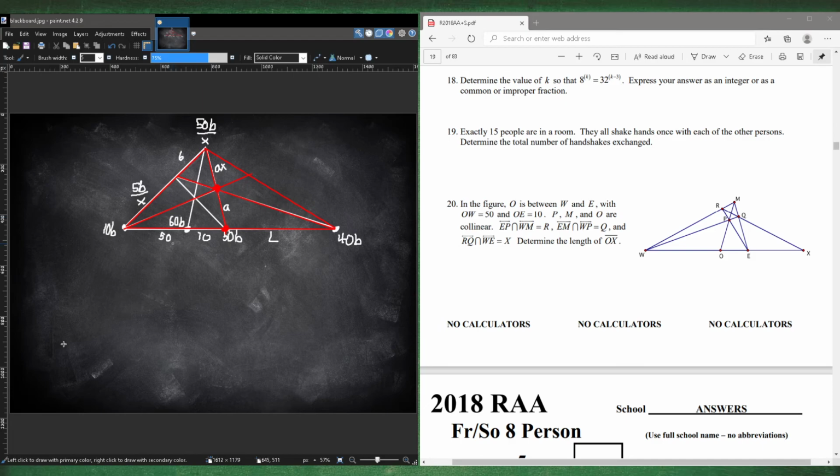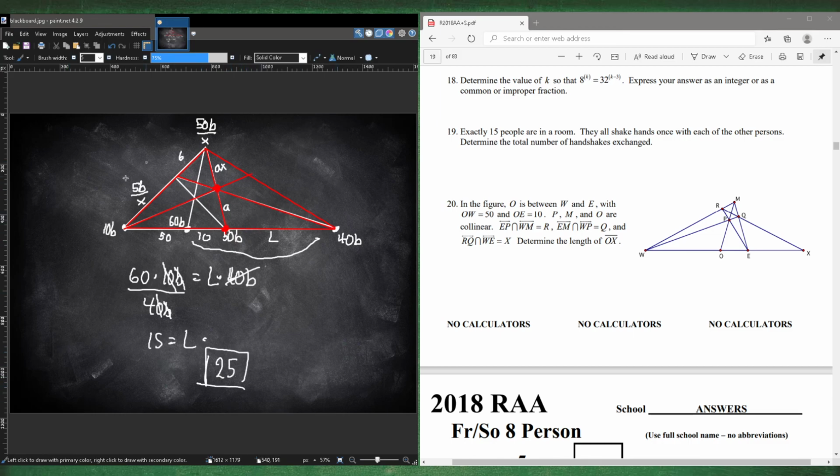And now we could do some math. So 50 plus 10 is 60. So the length times its mass, which is 10b, is equal to this length, which is L, times this mass, which is 40b. And now to get this length, just divide both sides by 40b. So that cancels this out. And divide by our 10. So 60 divided by 4 is 15, which is equal to our length. And now if we want to find this entire length, it's just 10 plus L. So 10 plus 15 is 25, which is our answer for 20.